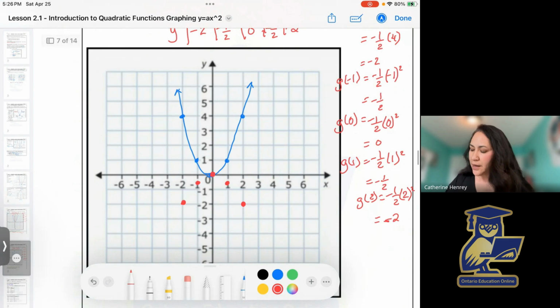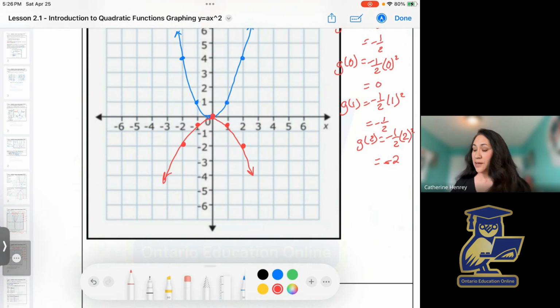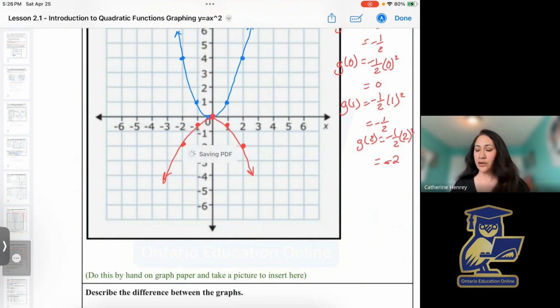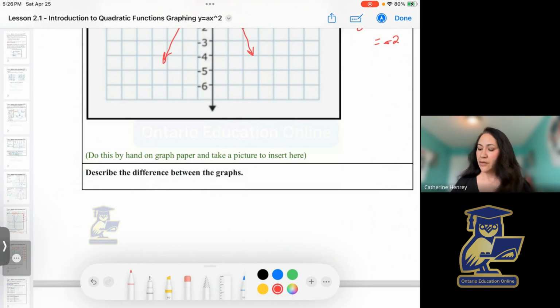So if I go ahead and draw a smooth curve through these, you can see what happened. In this case, the parabola flipped upside down. It also seems to be a little wider than the parent function. So why don't you go right now and describe the difference between these two graphs? So it's flipped upside down, and it looks like it's wider.